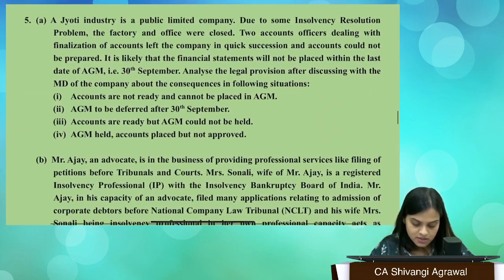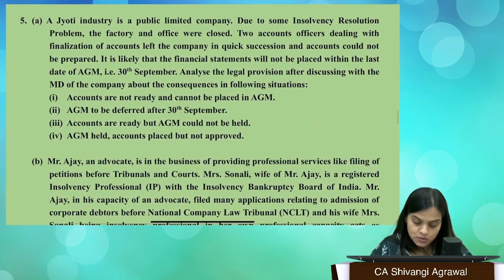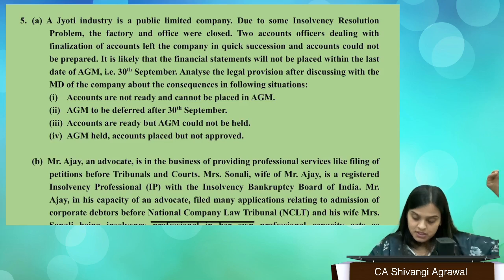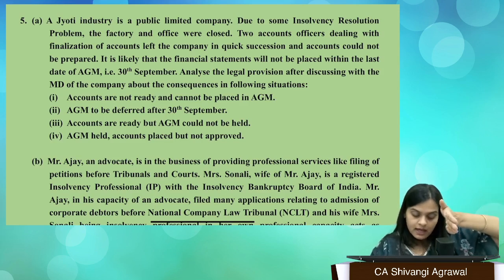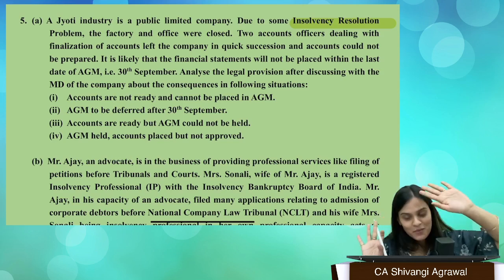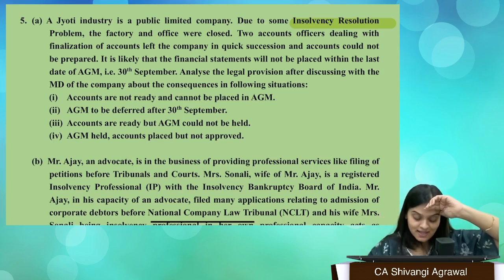A Jyoti Industry is a public limited company. Due to some insolvency resolution problem, the factory and office were closed. 2 accounts officers dealing with the finalization of accounts left the company in quick succession, and accounts could not be prepared. So we had 2 accounts officers, and the accounts could not be prepared. There was some financial distress. What happened? Prima facie, the question looks like it is a question of IBC, but no, my dear, it is not a question of IBC. You read the question in entirety.